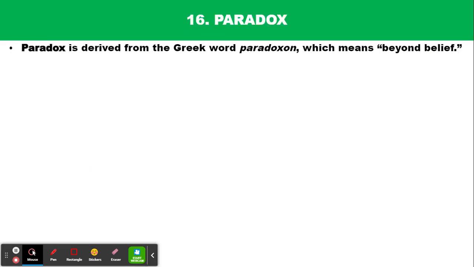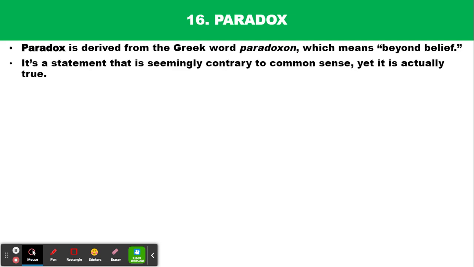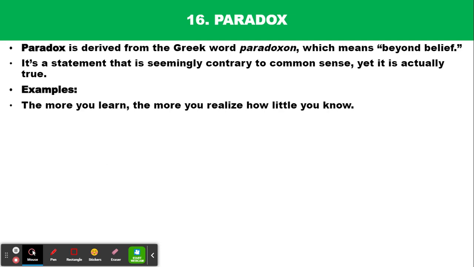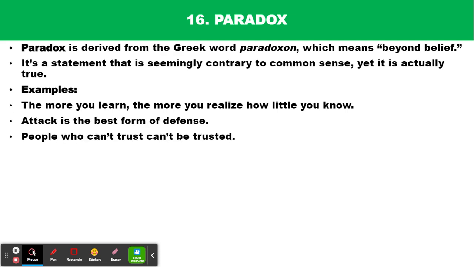Number 16, paradox. Paradox is derived from the Greek word paradoxon, which means beyond belief. It is a statement that is seemingly contrary to common sense, yet it is actually true. For example, the more you learn, the more you realize how little you know. Attack is the best form of defense. People who can't trust can't be trusted. These are all examples of paradox.